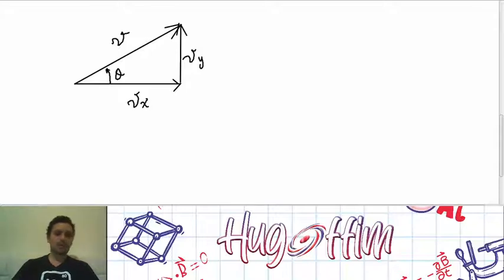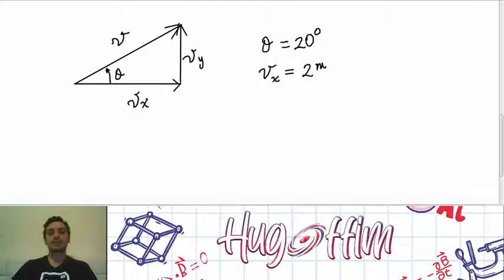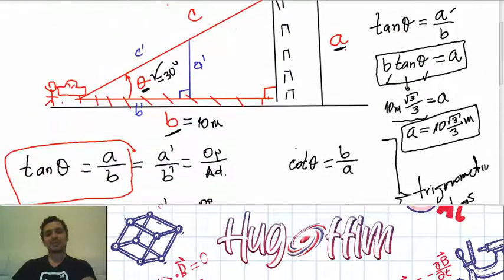But more important is that sometimes we have the angle, and let's say that in this case the angle is 20 degrees, and we know one of the components, Vx or Vy. I'm going to tell you Vx is 2.0 meters per second, and we want to know the velocity. Just tell me, how will you solve it? Write in the comments what would be the value of the velocity using our trigonometric ratios.